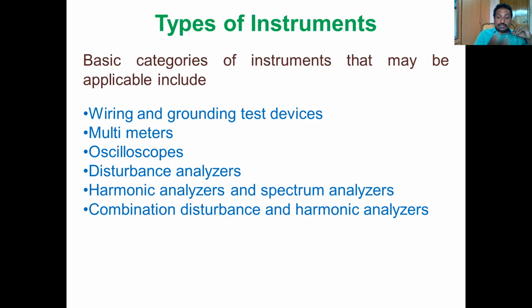So this is a very important meter, the combination disturbance and harmonic analyzer, which measures the data, stores the data, and can be used offline also. When you want to see the data sometime after 1 month, you can see how much voltage variation there was, what the transients are, and at which location the transients were obtained. These things can be analyzed with the help of this combination disturbance and harmonic analyzer.